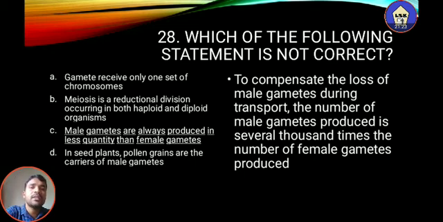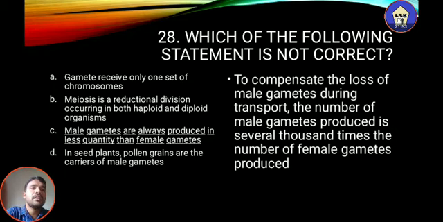So that is correct. Option C, male gametes are always produced in less quantity than female gametes. Is it true? This is not found in all living organisms. So that's why it may be the wrong statement. They are asking which statement is not correct. Option D, in seed plants, pollen grains are the carriers of male gametes. That is correct. A correct, B correct, D also correct. So statement C is wrong.